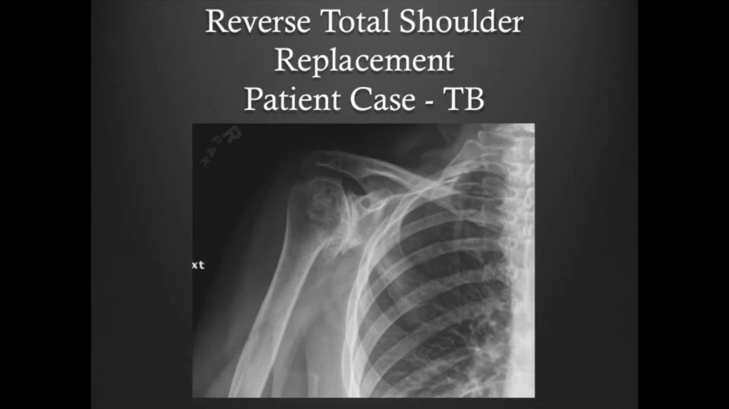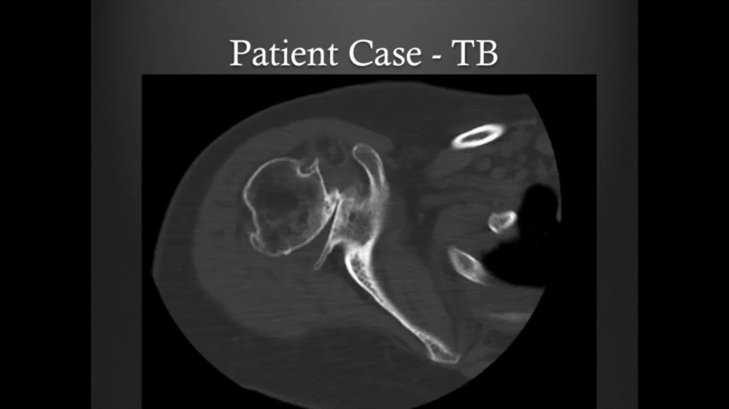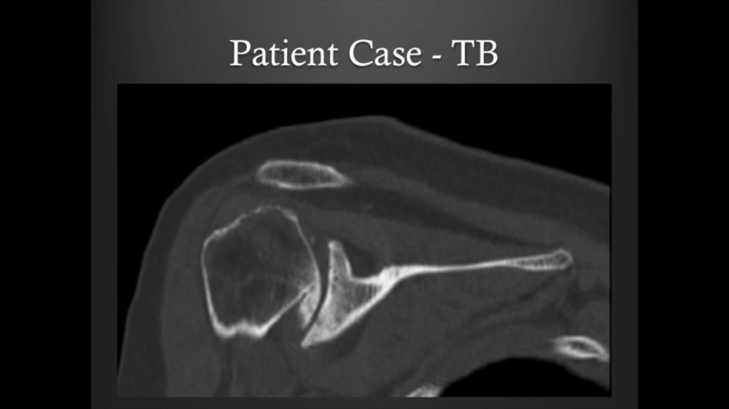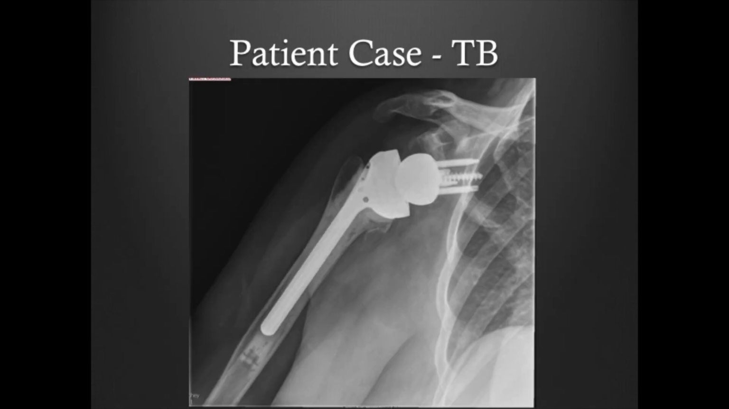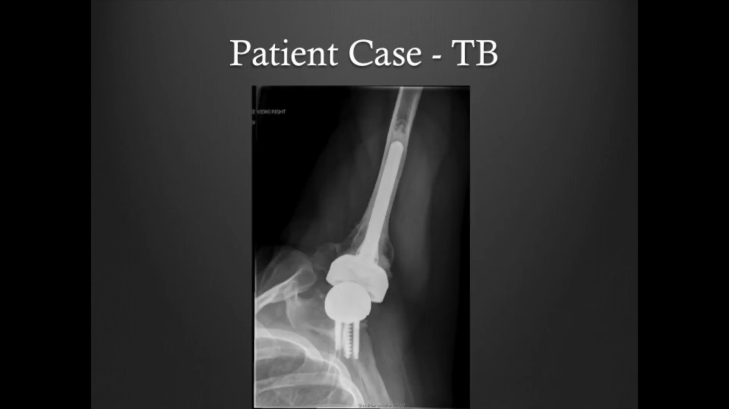The second case presented is a 55-year-old woman with severe osteoarthritis. As you can see, she has bone-on-bone osteoarthritis of the glenohumeral joint. In addition, she has wearing of her glenoid as well as the rotator cuff. In this patient, I chose to do a reverse total shoulder arthroplasty due to the severity of her arthritis and the thinning of her rotator cuff.